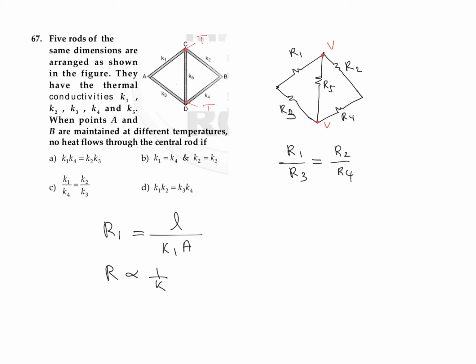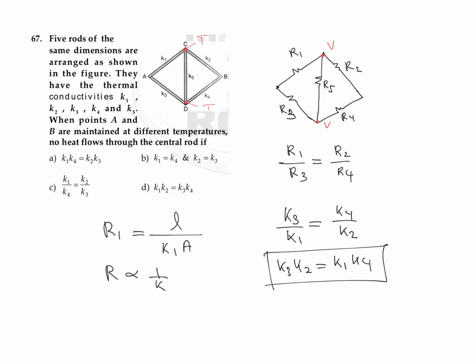So R1 by R3 can be written as K3 divided by K1. Like that, R2 by R4 can be written as K4 divided by K2. So we can write the relation between them. If we cross multiply this, we get K2 into K3 is equal to K1 into K4. So we get the relation same as the first option. So the first option is correct.